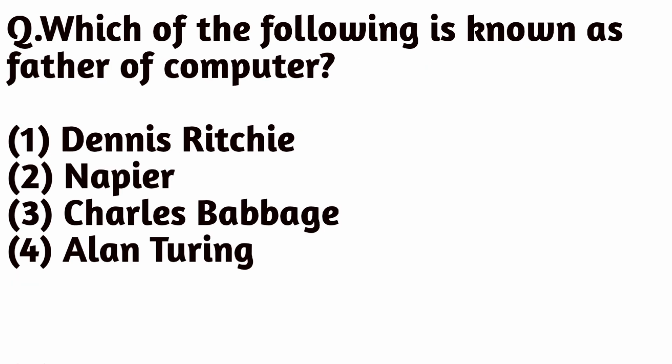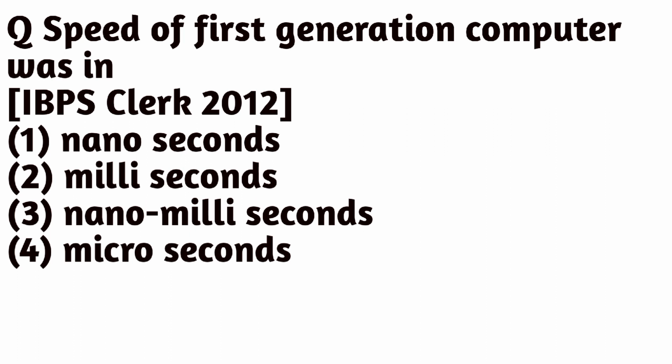Which of the following is known as father of computer? Option 1 Dennis Ritchie, 2 Napier, 3 Charles Babbage and option 4 Alan Turing. The correct answer is option 3 Charles Babbage.